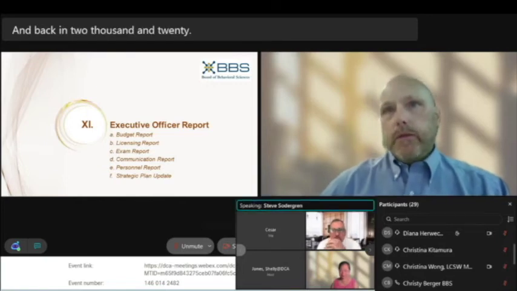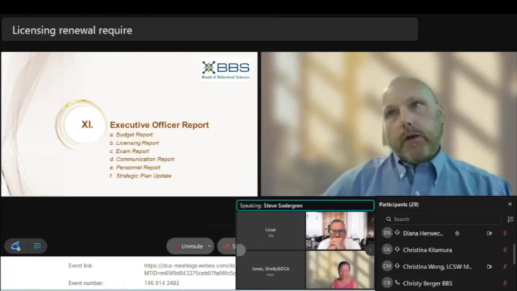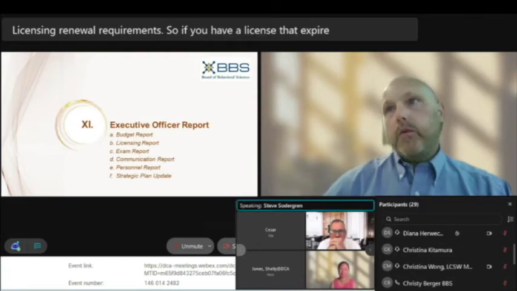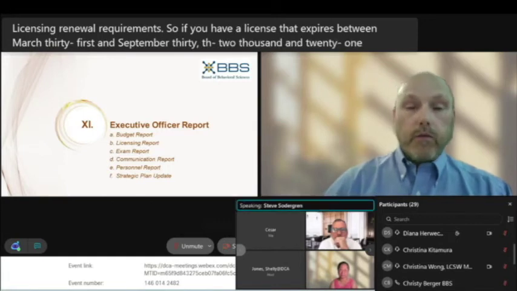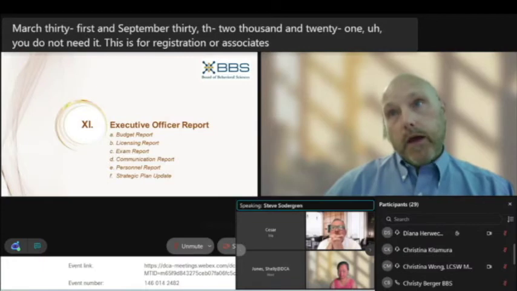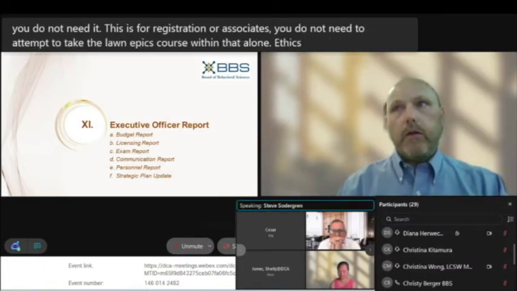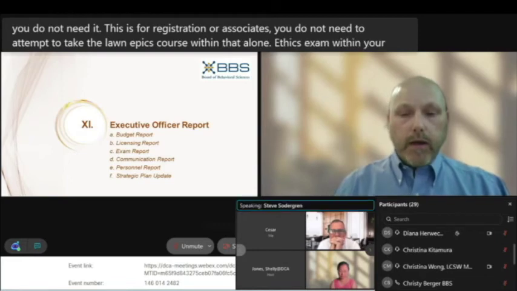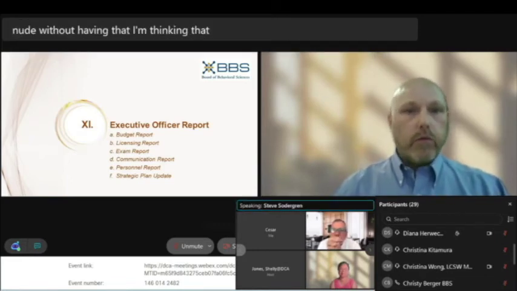Licensing renewal requirements. If you have a license that expires between March 31st and September 30th, 2021, this is for registration and or associates, you do not need to attempt to take the law and ethics exam within your registration. You'll be able to get renewed without having taken that. Once again, you'll have to take that before your next renewal period.